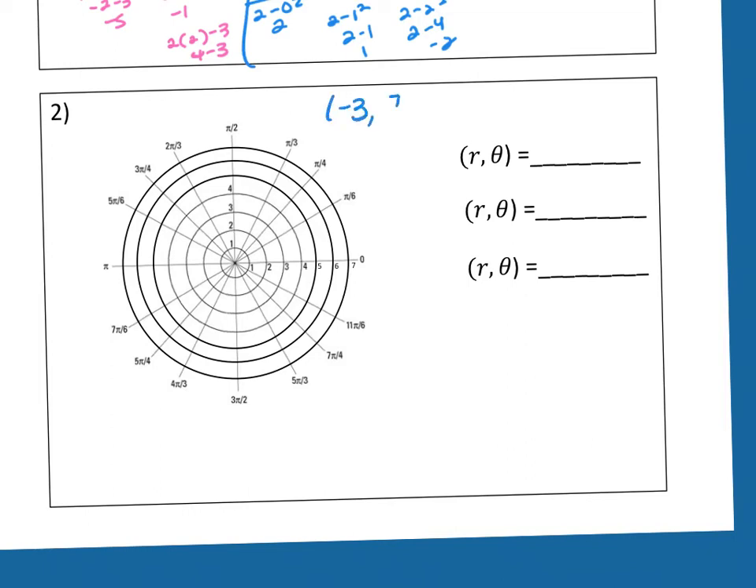-3, 7 pi over 6 was the question. So the first thing we're going to do is graph this. 7 pi over 6 is right here. But -3 is, instead of moving towards 7 pi over 6, moving away from 7 pi over 6. And there's my coordinate point, -3, 7 pi over 6.